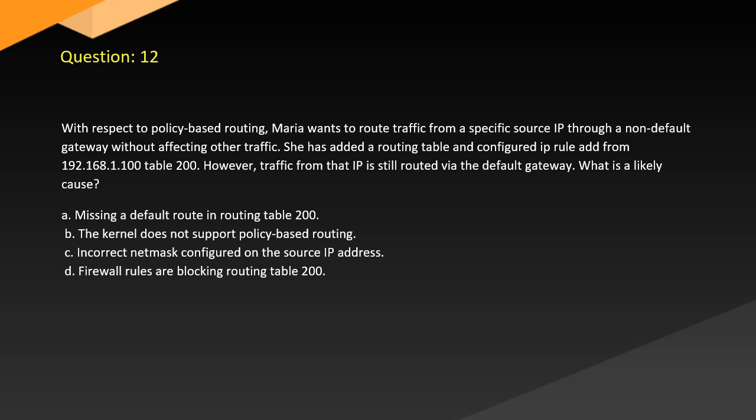A. Missing a default route in routing table 200. B. The kernel does not support policy-based routing. C. Incorrect netmask configured on the source IP address. D. Firewall rules are blocking routing table 200.